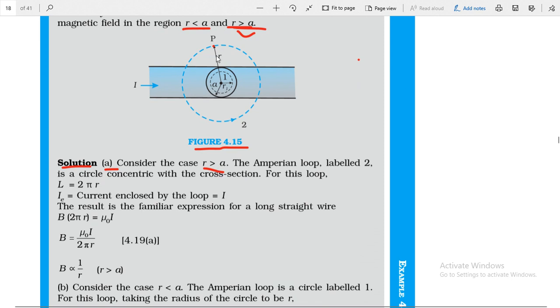So let's solve for this one because it will help you to understand the second case.